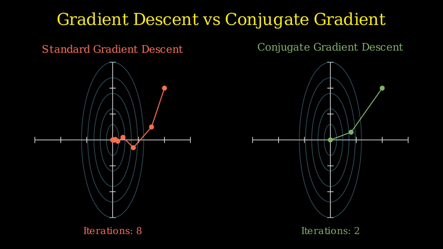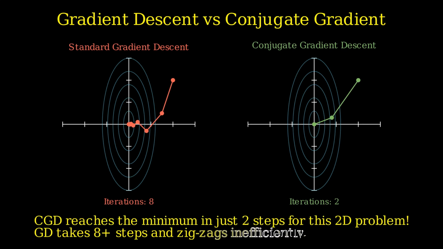Let's compare the numbers. Gradient descent, 8 plus iterations. Conjugate gradient descent, 2 iterations. That's a 4x speedup on a simple 2D problem. Imagine what this means for a 1000-dimensional optimization problem in deep learning.